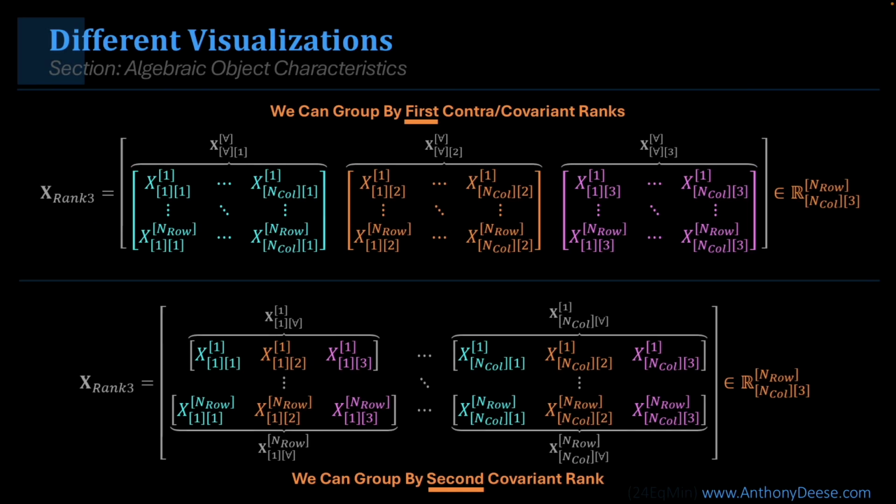And so here we have some different visualizations. In this one, we group by the first contra and covariant ranks. Here we group by the second contra and covariant ranks. And again, I really don't know how useful it's going to be for me to go and look at these one by one. I would consider this to be an example that you may have to review on your own.